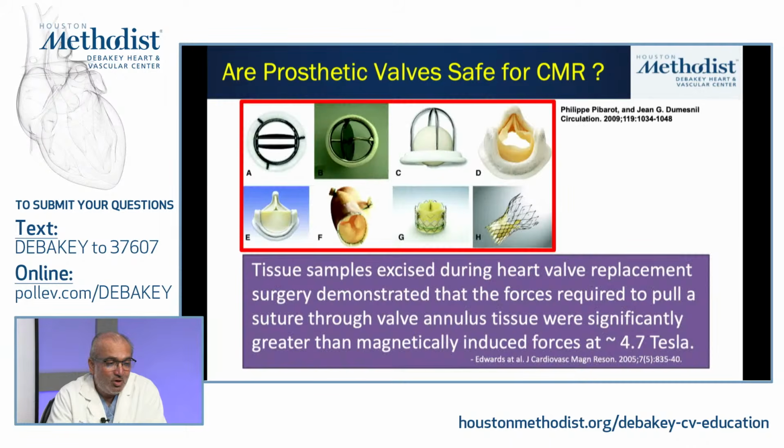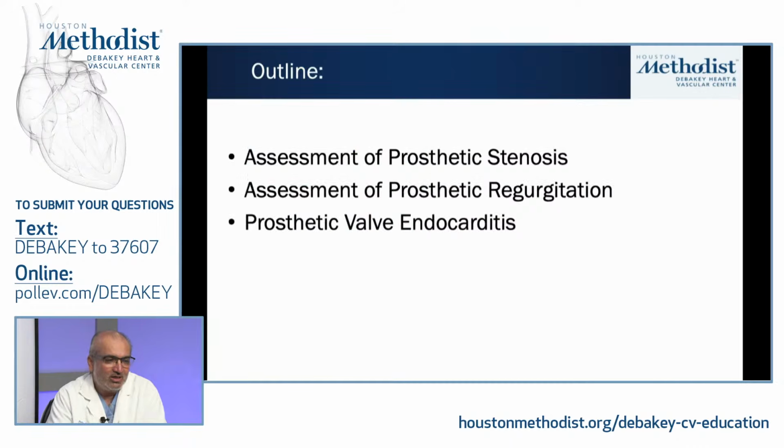The good news is most of the valves that we utilize today have been tested up to about 4.7 Tesla, and the magnitude of the force that's applied by a magnetic field is not sufficient to cause any dislodgement of the valve. So really the answer to this question is, for all of the valves that we utilize today at clinical field strengths of 1.5 and 3 Tesla, which is what all cardiac imaging is done at, there's not a concern per se with mechanical valves. So the next question really is, how do you use MRI in prosthetic stenosis, prosthetic regurgitation, and then we'll touch a little bit on prosthetic valve endocarditis.